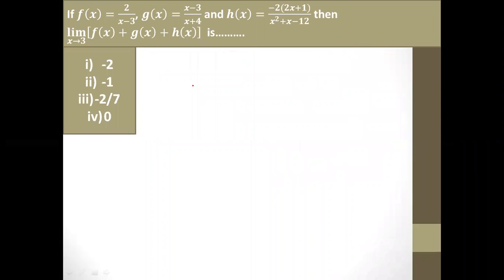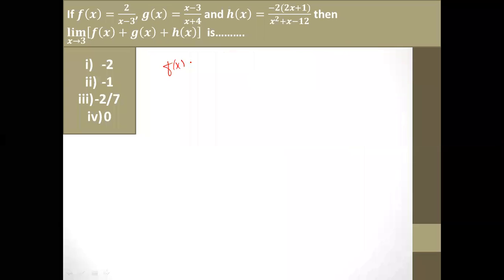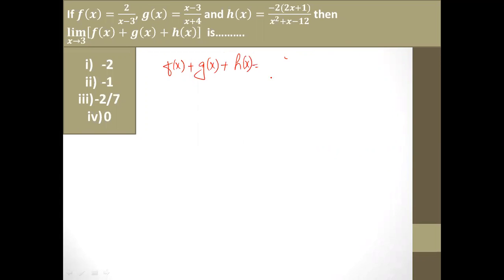Okay, I'll do that. So f of x plus g of x plus h of x is equal to 2 by x minus 3 plus x minus 3 by x plus 4 plus minus 2 into 2x plus 1 divided by x plus 4 into x minus 3. Okay, when you take LCM, it should have these two terms. Here I have only x minus 3. So I need to get it as x plus 4 into x minus 3. So for the first term, multiply and divide by x plus 4. For the second term, multiply and divide by x minus 3. So you can get the answer.